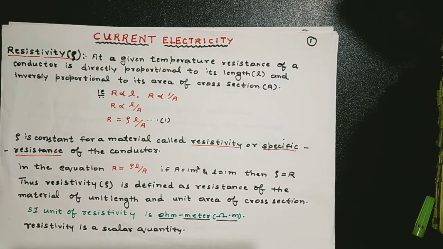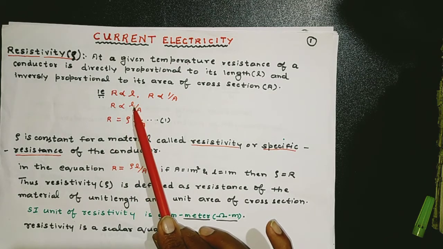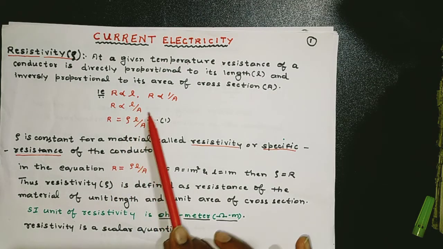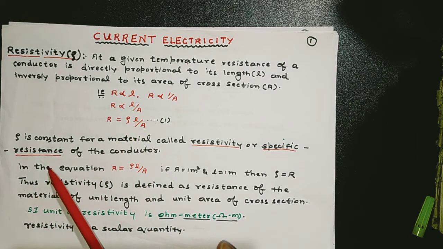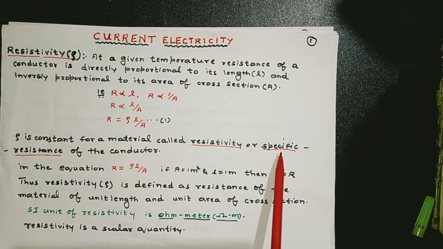I have been telling you, whenever you introduce a proportionality constant, that clearly says that it introduces a new factor which decides about the physical quantity that we are going to discuss. So here also, the resistance of the material does not depend on length and area of cross section only. It also depends on something else which is represented by rho. Rho is a constant for a given material and is called resistivity or specific resistance of the conductor.